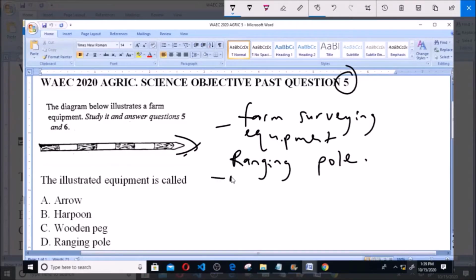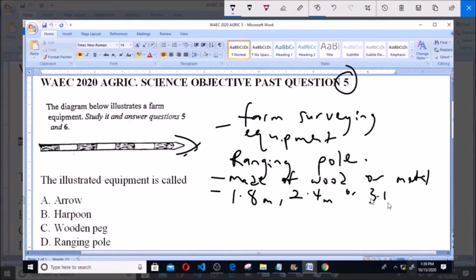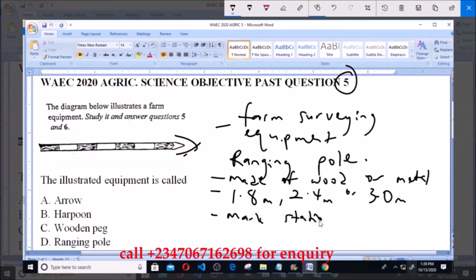Now it is usually made of wood or metal, and in terms of length, it ranges from either 1.8 meters, 2.4 meters, or 3.0 meters. So these are the three variations in terms of length that you can have. Basically it is used to mark stations during farm surveying processes.